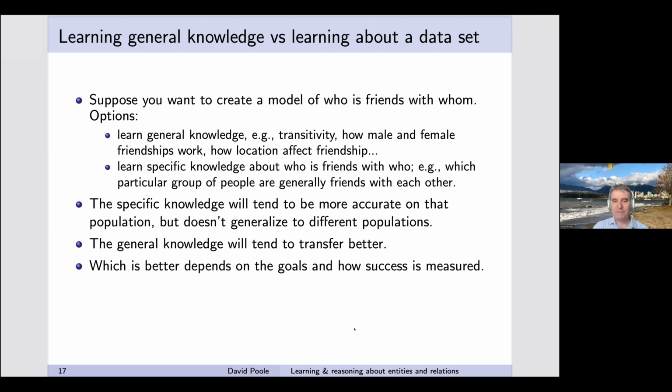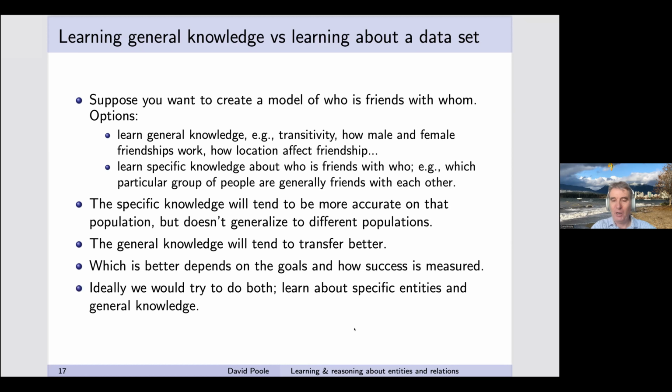The general knowledge you'd expect to transfer better, but which is better depends on the goals and how success is measured. Depending on how we measure and what test set we use, we decide whether we're going to learn general facts or just clusterings of individuals. And if we learn on one knowledge base and test on predictions on the other, we're not going to try to learn general knowledge. We're just going to learn which people are related to which other people.